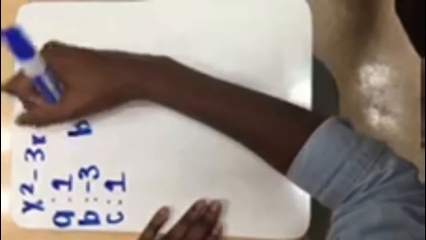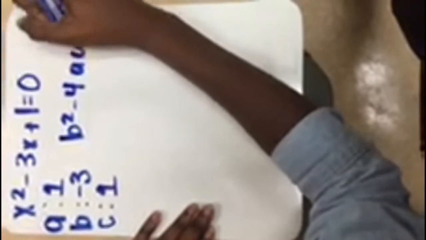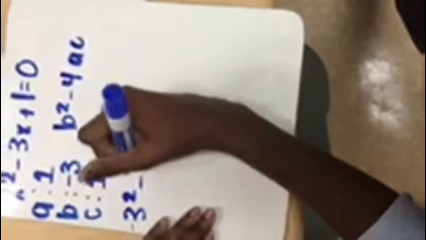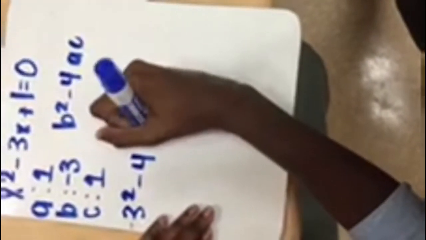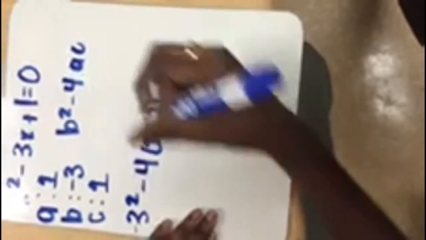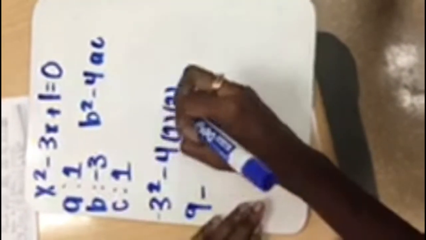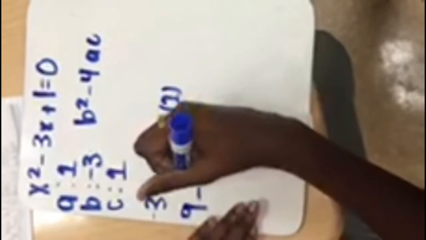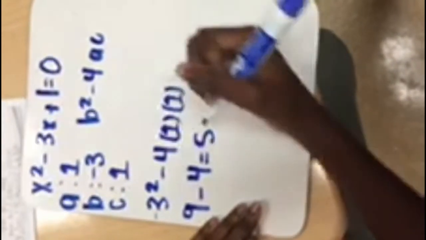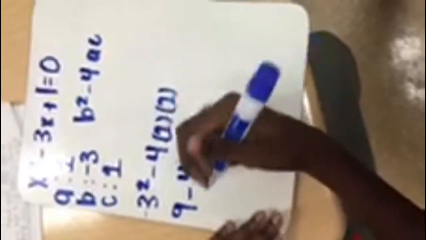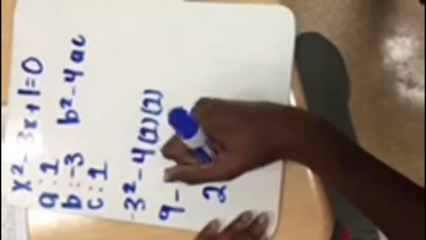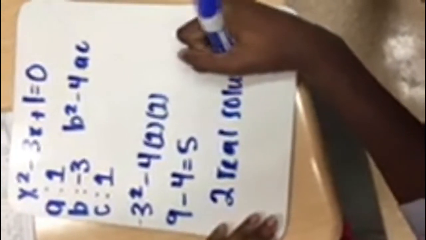B squared minus 4 times A times C is the discriminant. Negative 3 is B, so it will be negative 3 squared minus 4, A is 1, and C is 1. Negative 3 squared is 9, minus 1 times 1 is 1, times 4 is 4, which will give you 5. Whenever it's a positive solution, it will have two real solutions.